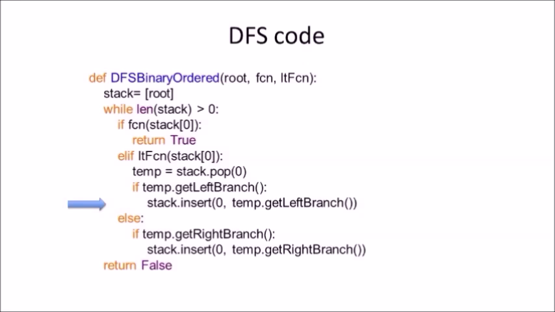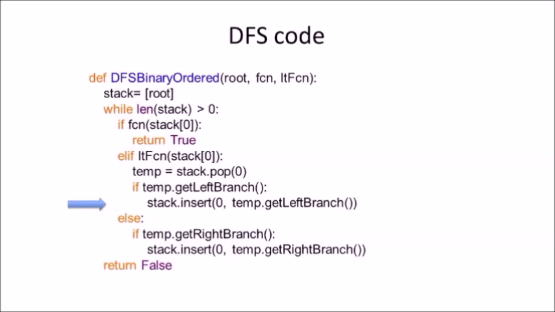With that change, I make a very simple change to my code. And the change is highlighted right here. As before, I'm going to have a stack. It's going to keep track of the things I've got there. I'm going to first check to see, is the first thing in the stack what I'm looking for? If it is, I'm done. If it isn't, I'm going to apply my less than function to the stack.